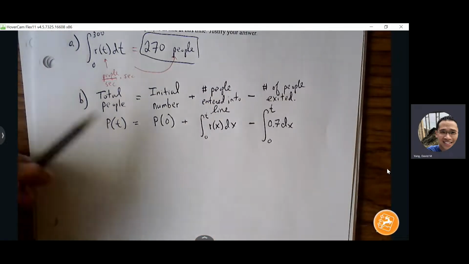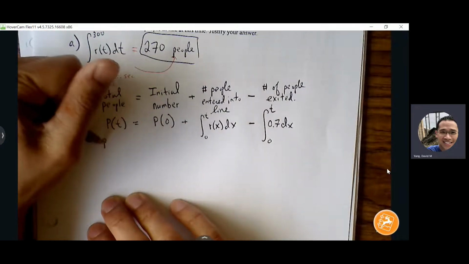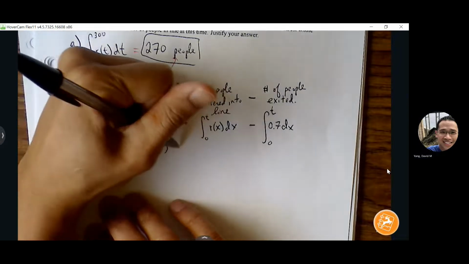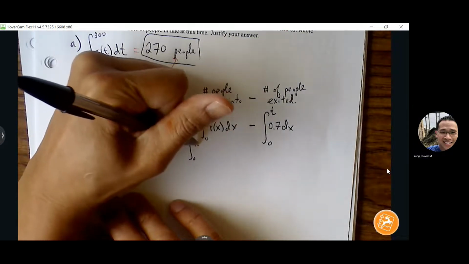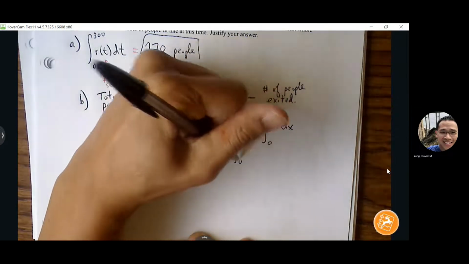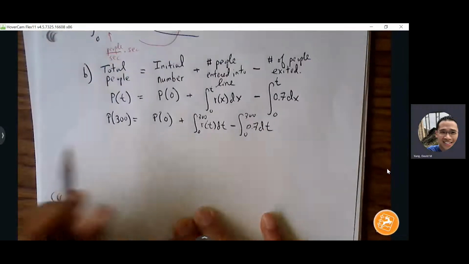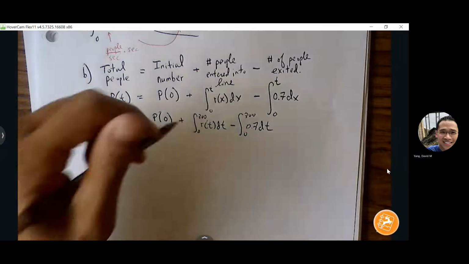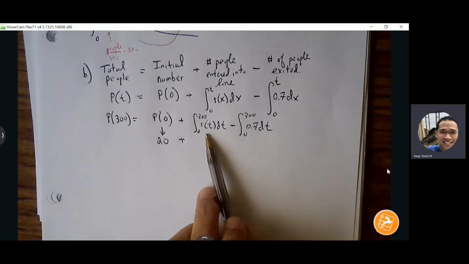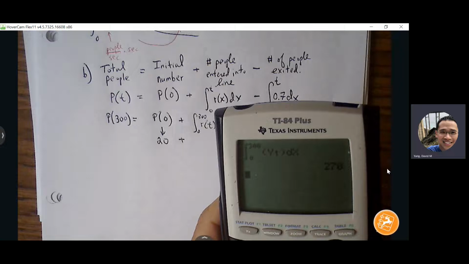Okay, so I want to find the number of people in line 300 seconds in, so we can do P of 300. So P of 0 is 20. Make the calculator do this work for us. So we do math 9. Actually, we already have this, right?